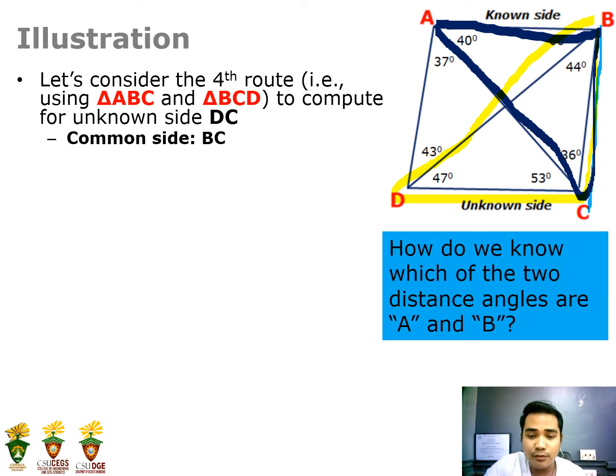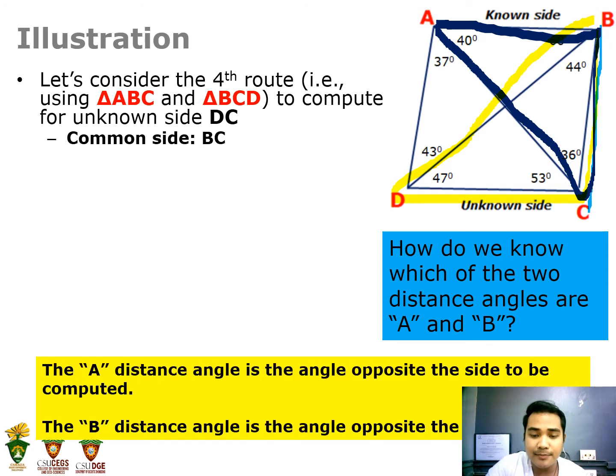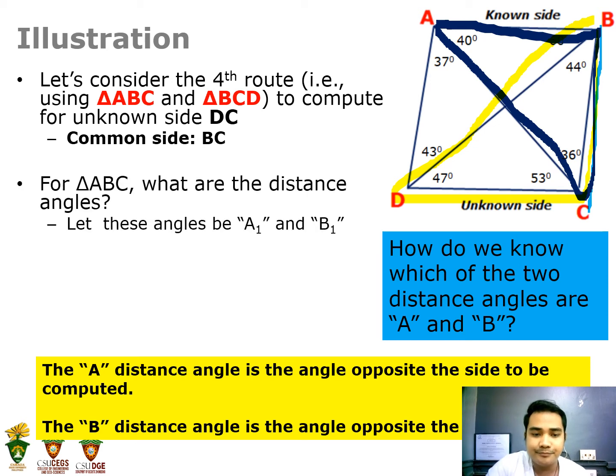And how do we know which of the two distance angles are A and B? When we say A distance angle, it is the angle which is opposite to the side to be computed, the unknown side. And B is the distance angle which is opposite to the known side.